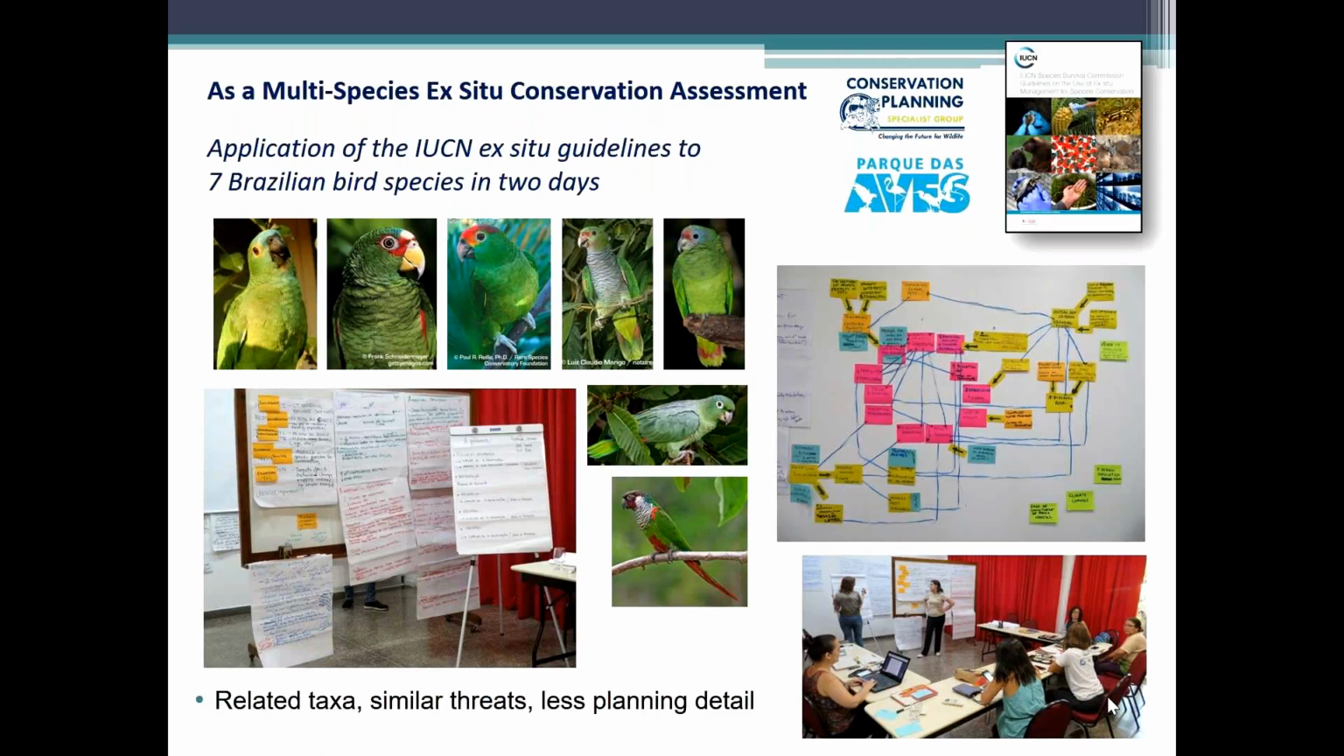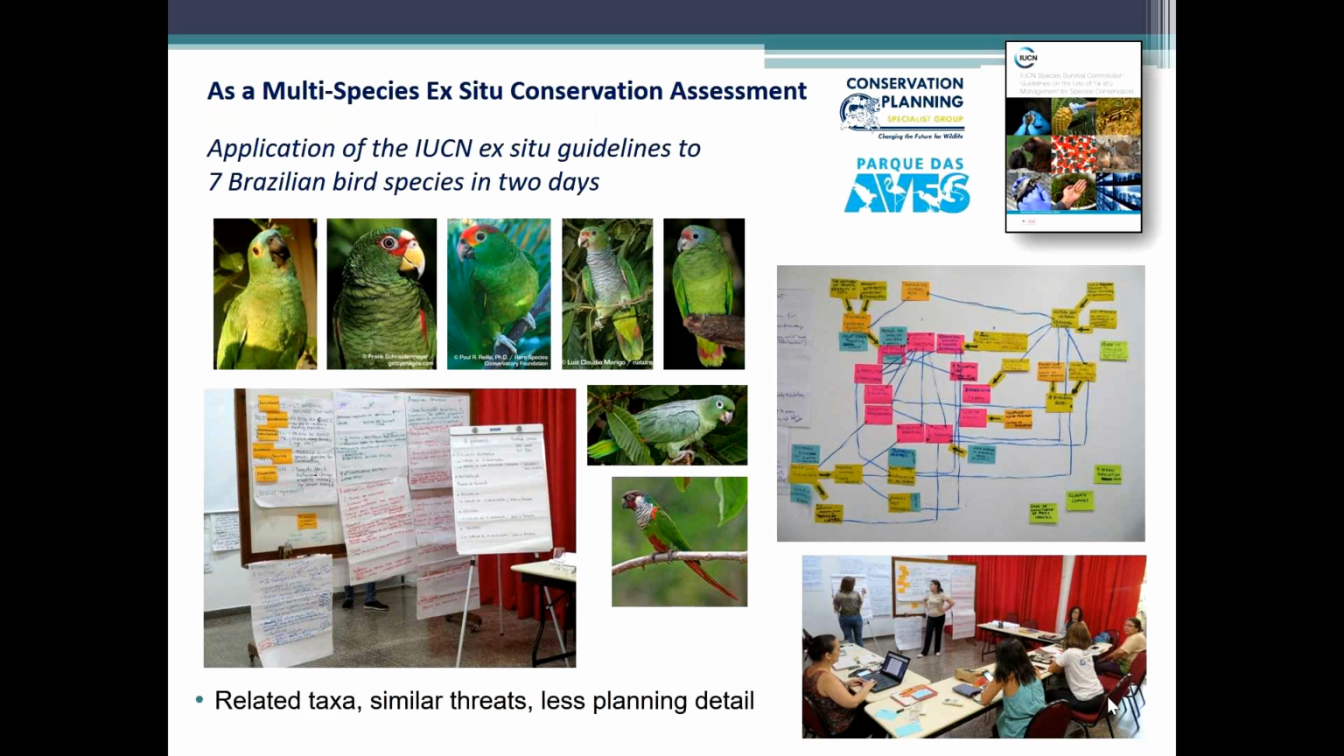A recent workshop we did last December in Brazil was to look at 7 species of Amazon parrots and a parakeet that again were under risk in the wild. And so this was, I said 2 days, but actually this was a 4-day workshop. That's a misprint on the slide. But we spent 4 days looking at 7 species. And so that's a little different than spending, say, 3 days on one in a conservation planning workshop. It's less time. It's maybe about a half a day per species.